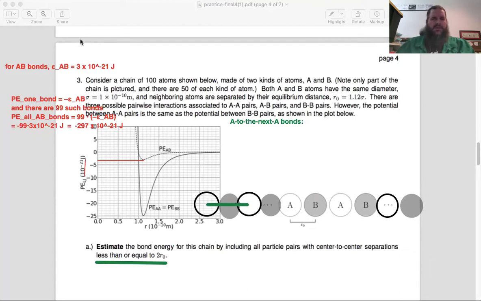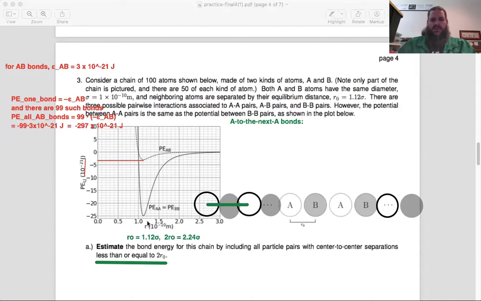Yeah, 2 R naught. So if we go back to the graph, it looks like R naught, as usual, is about 1.12 sigma, where sigma is the atomic diameter, 10 to the negative 10 meters. So if we want to double that, 1.12 becomes 2.24 sigma. Let me go get a sigma. There it is. So if R naught is 1.12 sigma, that means 2 R naught would be 2.24 sigma.